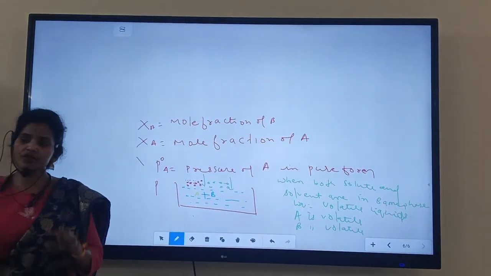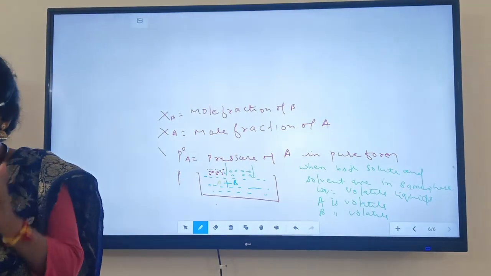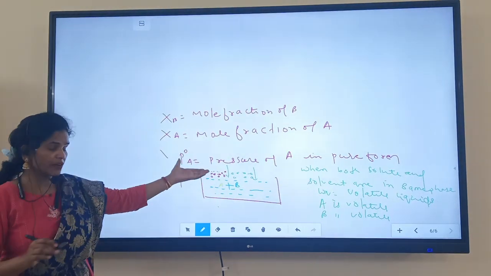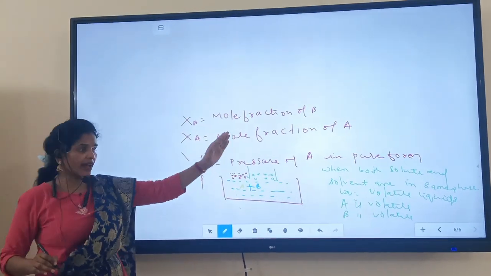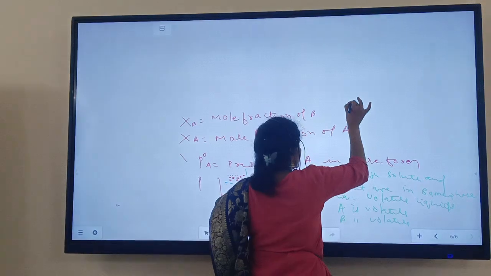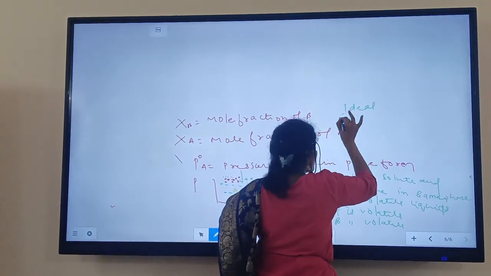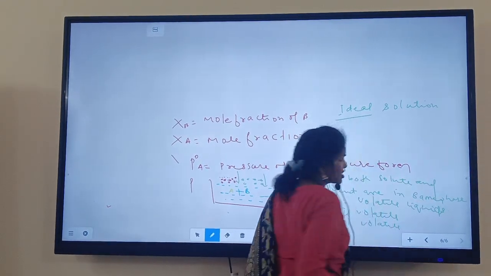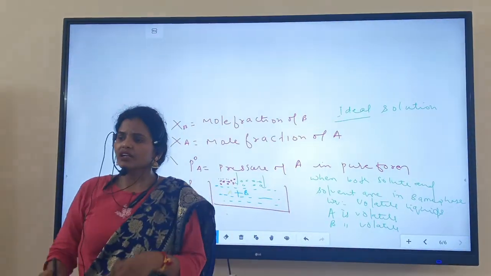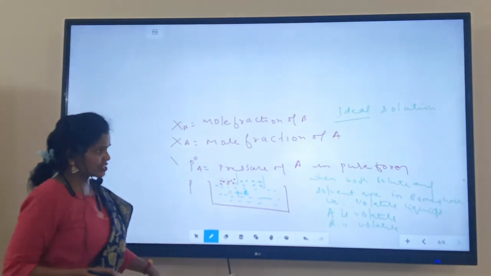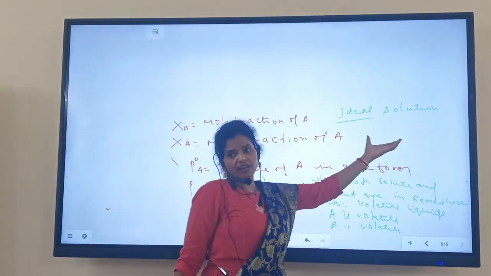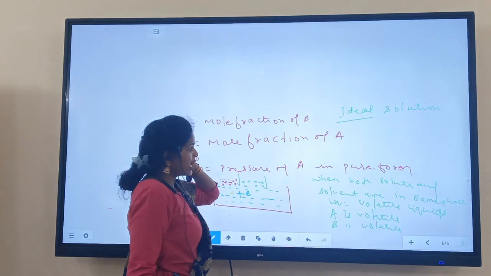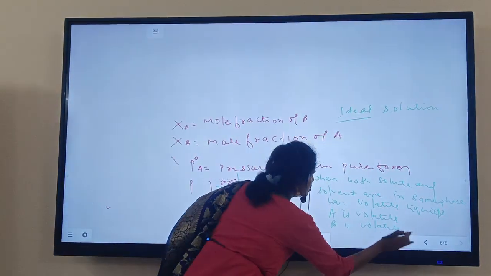Next thing, Raoult's law is satisfied only for ideal solutions. This is right for an ideal solution. It means the partial pressure of each component is directly proportional to its mole fraction times the pressure of its pure form, for an ideal solution.